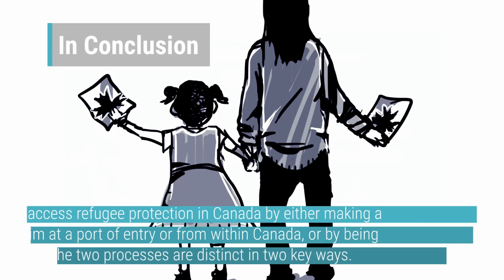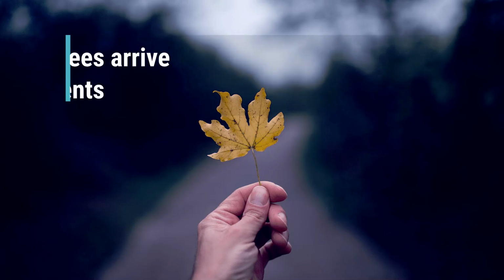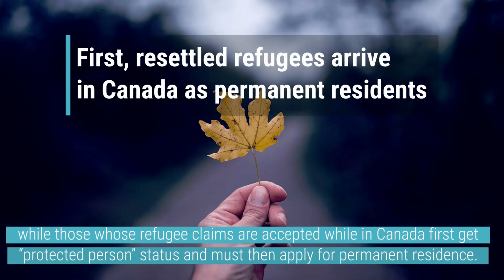In conclusion, people can access refugee protection in Canada by either making a refugee claim at a port of entry or from within Canada, or by being resettled. The two processes are distinct in two key ways. First, resettled refugees arrive in Canada as permanent residents, while those whose refugee claims are accepted while in Canada first get protected person status and must then apply for permanent residence.